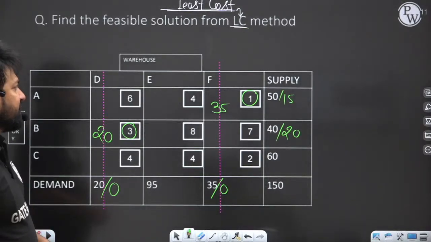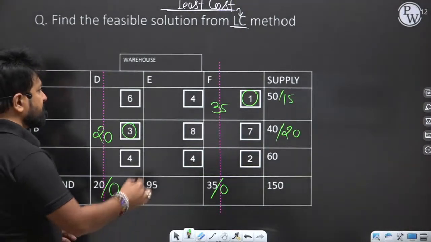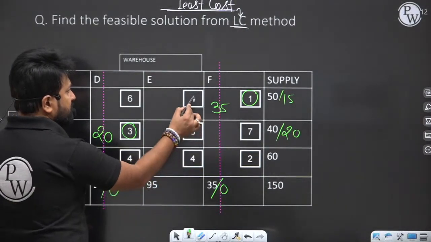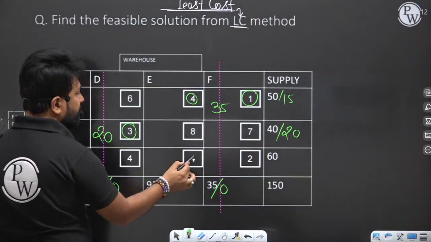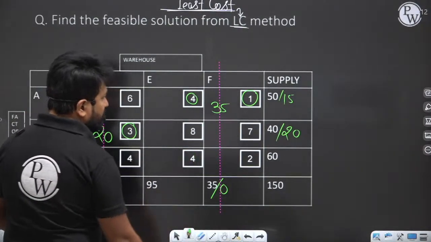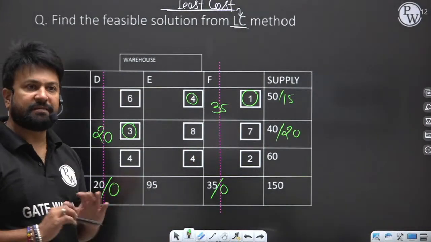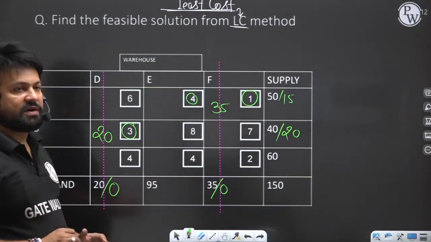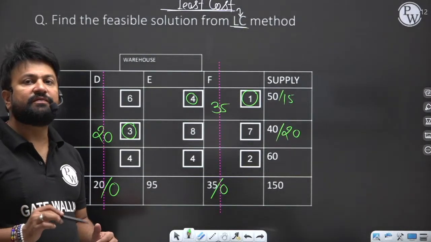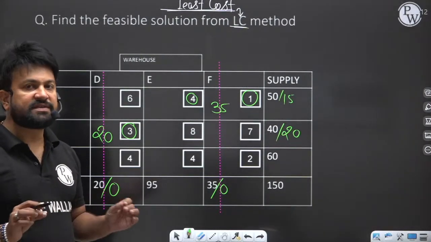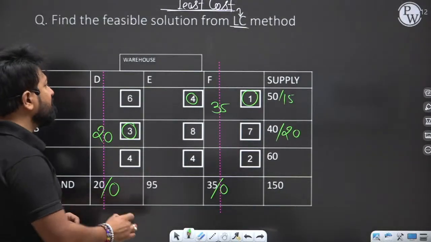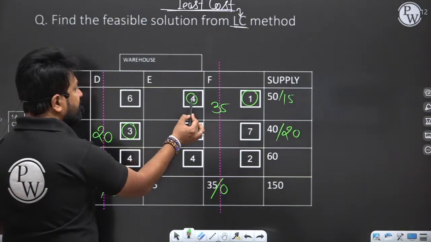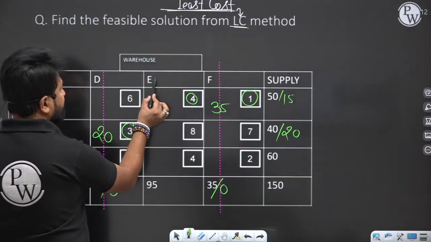Now again select the least transportation cost, that is 4. Here 4 and here 4. So you can select any one of them, it doesn't matter. If the least costs are the same, then you can select any one of them. So here I am going to take this 4. It means A supplies to E.